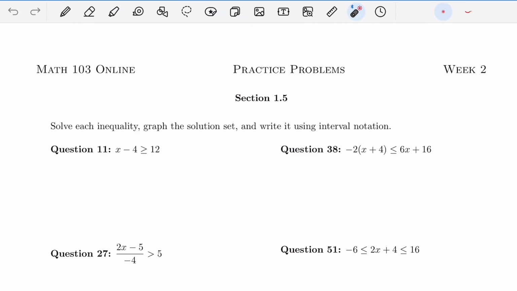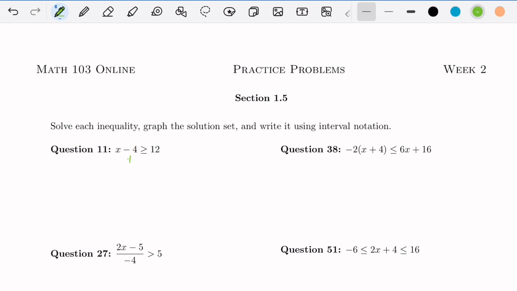For these 4 problems, what we want to do is solve each inequality, graph the solution set, and write it using interval notation. So looking at question 11 here, we want to solve this guy. So we want to get x by itself and figure out which values of x will make this whole statement true. So to do this, the first thing we're going to do is add 4 to both sides. This tells us x is going to be greater than or equal to 16.